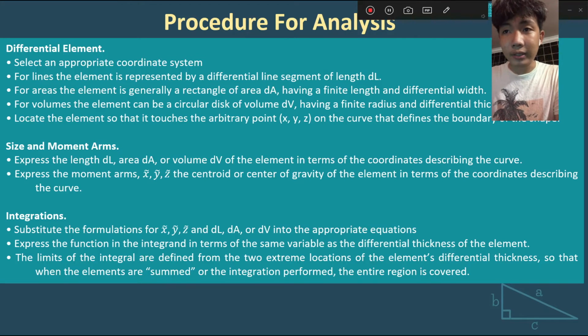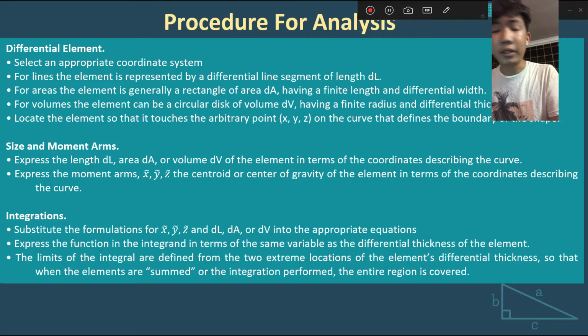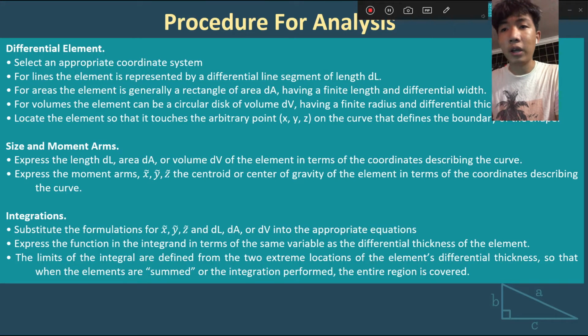The next one is the size and moment arms. They are expressed by length dl, area dA, and volume dV of the element in terms of the coordinates describing the curve, and we express the moment arm xyz, the centroid and the center of gravity of the element in terms of the coordinates describing the curve. Then integration, which is simple enough: we substitute in all the elements and express the functions, and we solve for the integral, and we find the region, which is the area under the curve.